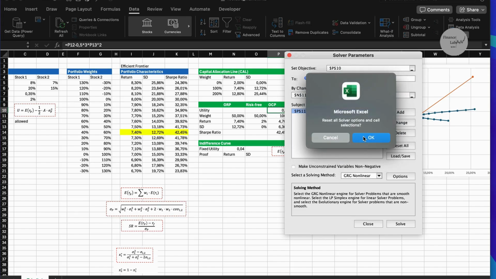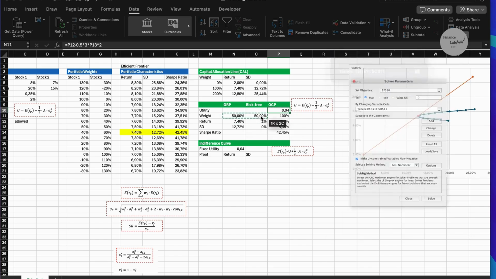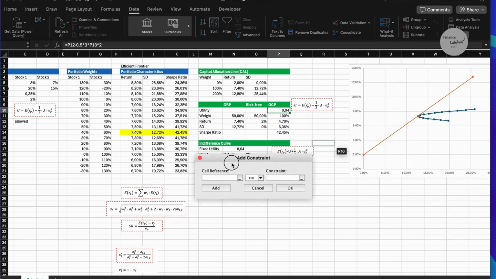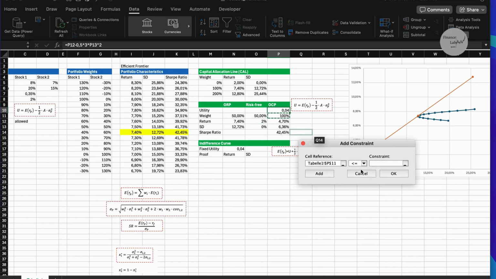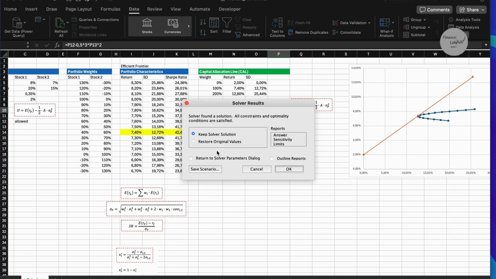And now we use the Excel solver to reset all. Yes, we want to max our utility by changing the cells. So the Excel solver is allowed to change the weights to get a maximal utility, and we have a constraint. The constraint is that the weights are equal to 100. Let's put this away and solve. If you're not allowed to short sell, you just keep this.